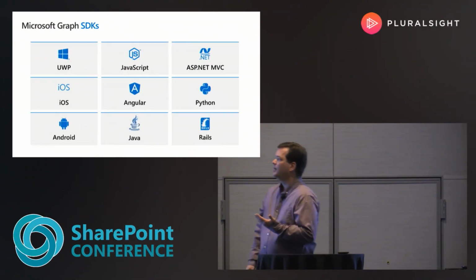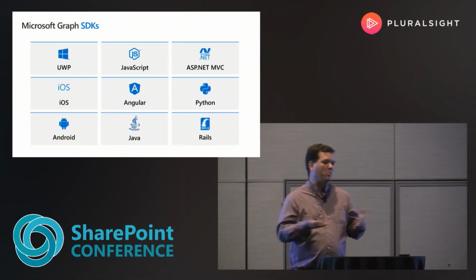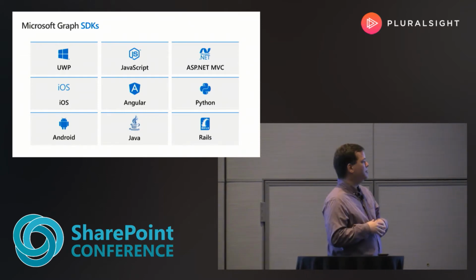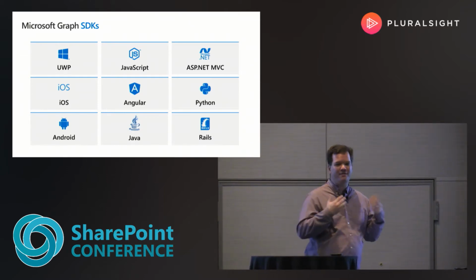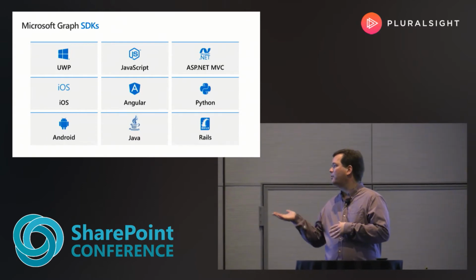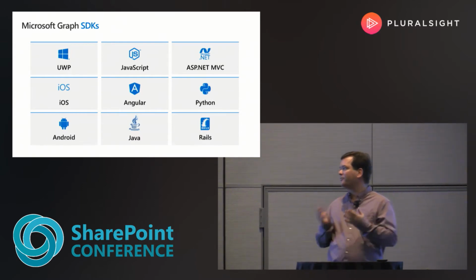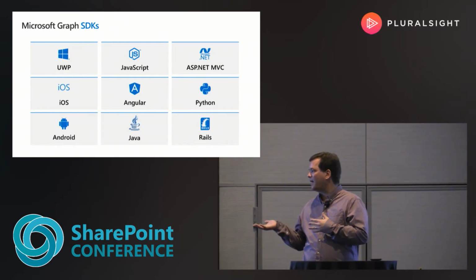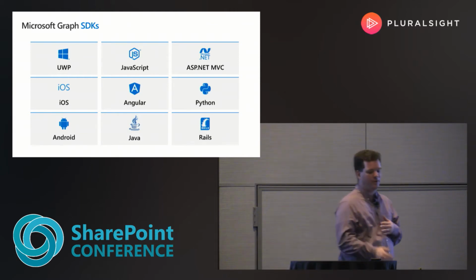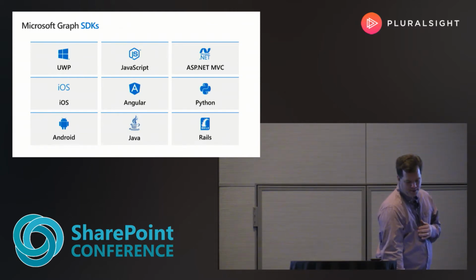The other thing that we have is that Microsoft Graph has SDKs across a number of different platforms. Of course, you can always call REST from almost any modern platform. But if you want additional IntelliSense and additional tools, we have SDKs not just for Windows and JavaScript, but for platforms like Java and Ruby on Rails and those kinds of things.